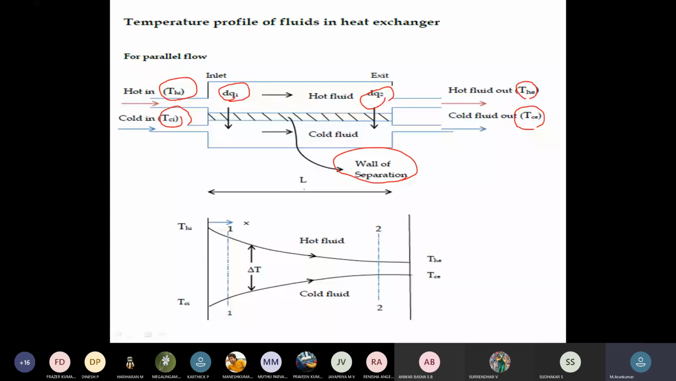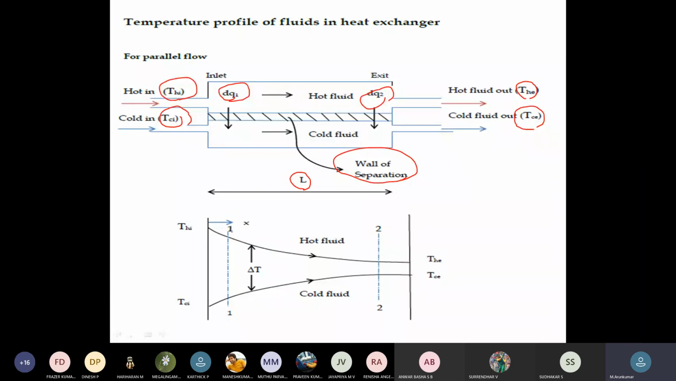Then we have to consider the length of the heat exchanger. That is the matter here. So based on the length of the heat exchanger, we can get different temperatures. So if the length is less, we can only transfer less heat. If the length is more, we can transfer more heat. We know very well what is steady flow, right?